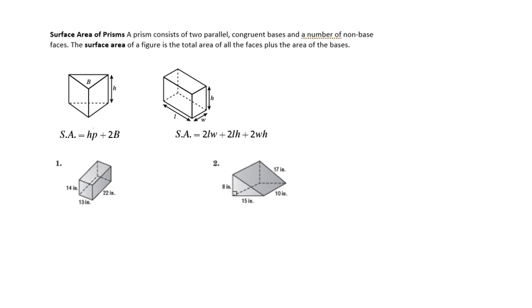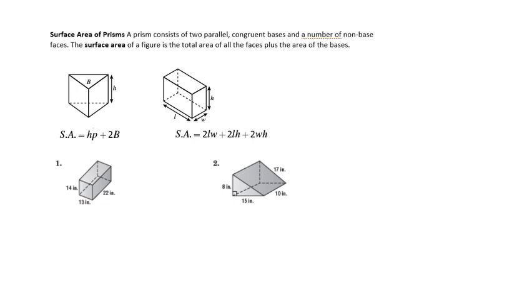By the end of this lesson, you'll be able to find the surface area of prisms, cylinders, pyramids, and cones. All right, so surface area is the area of all the sides of a 3D object.